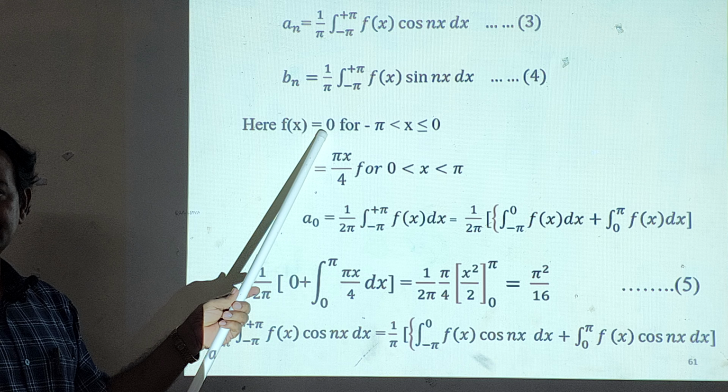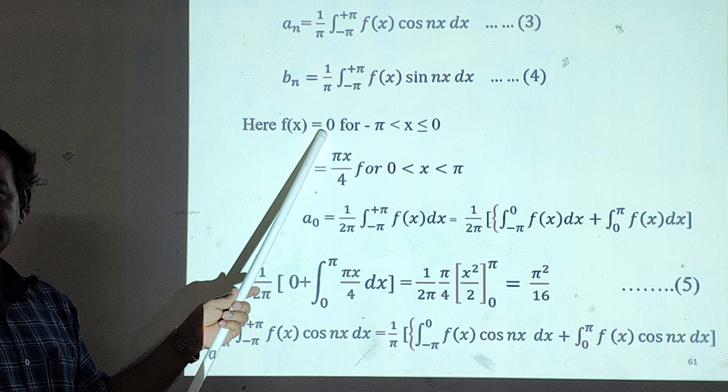So 1 divided by 2 pi, separating the limits. The limit minus pi to plus pi, separating the limit as minus pi to 0, and 0 to pi. In the first, instead of f of x, you have to substitute 0. In the second, instead of f of x, you have to substitute pi x by 4. So f of x equal to 0 implies that this becomes 0. The second term will be 0 to pi, where instead of f of x, you substitute pi x by 4 dx.